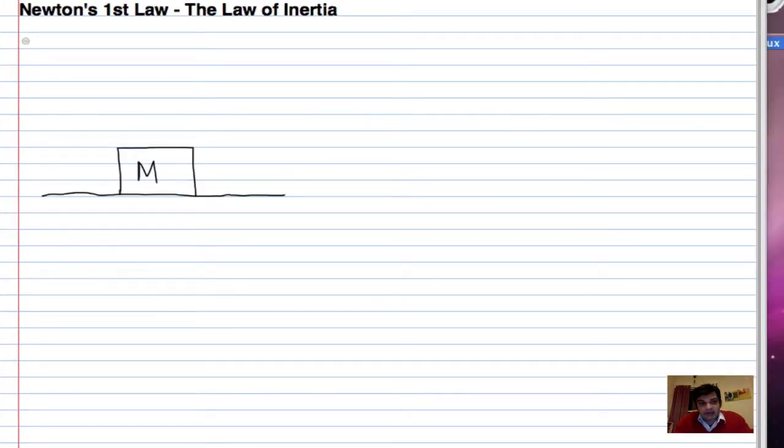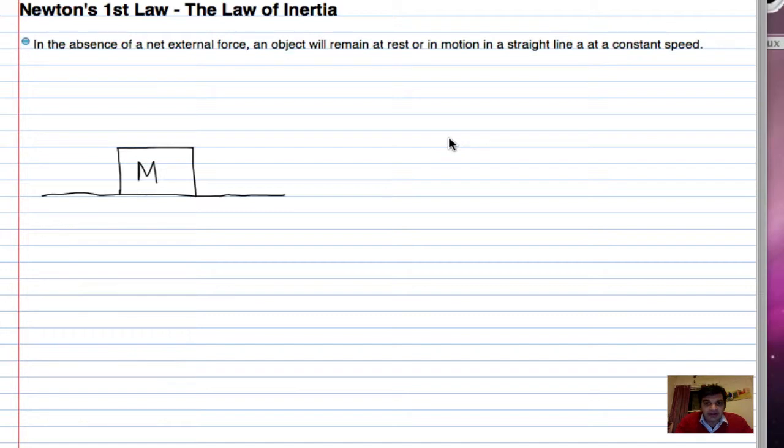So moving on to Newton's first law, which is the law of inertia. I actually had a version of it cut and paste here, so I want to read this carefully and talk a little bit about what it means, because there's a lot to this law and a lot that's implied. So it says, in the absence of a net external force, an object will, let's leave either out of it, will remain at rest or in motion in a straight line at a constant speed.